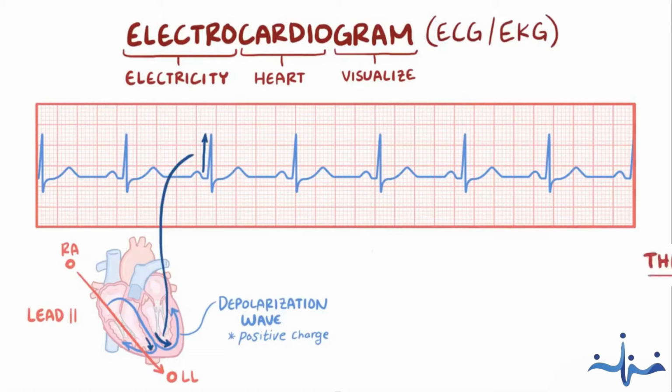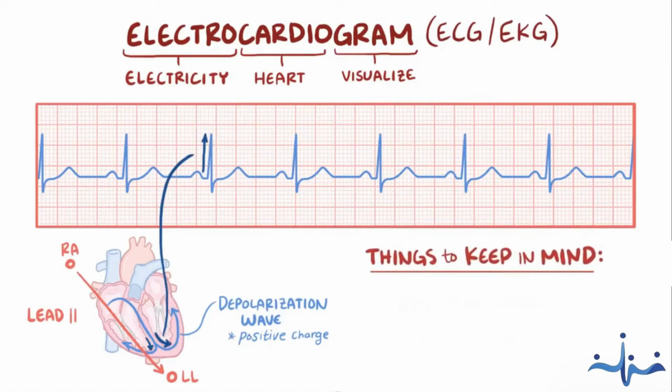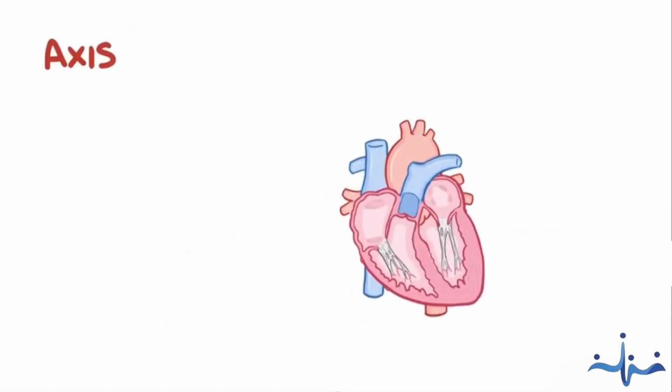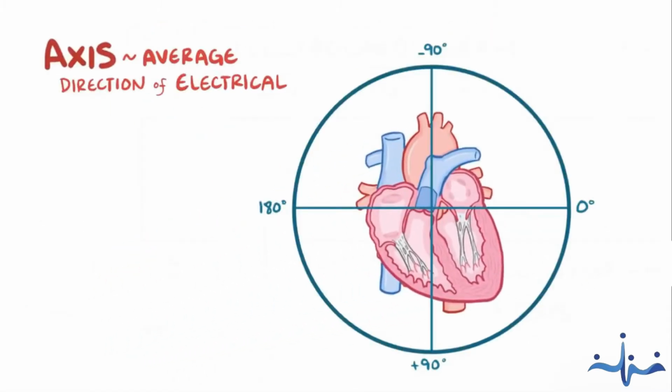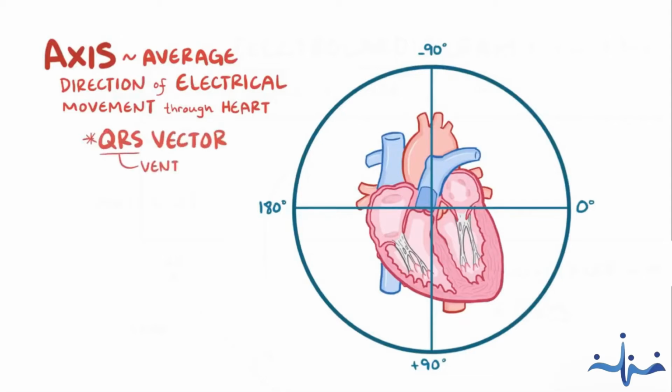To read an ECG, there are a few key elements to keep in mind, and one of them includes figuring out the axis. The axis of an ECG is the average direction of electrical movement through the heart during a depolarization. More specifically, axis usually refers to the mean QRS vector, which is the size and direction of the depolarization wave as it moves through the ventricles. Normally, the QRS axis aims downward and to the left in relation to the body.